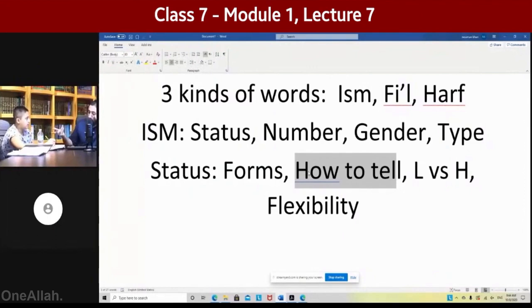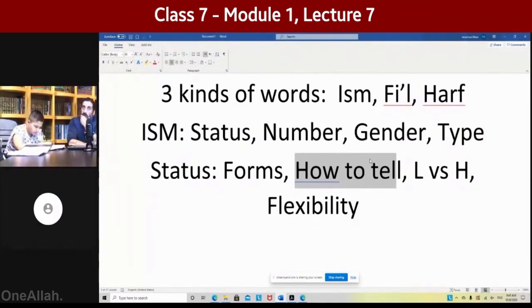If you hear u or un, what does that mean? U or un, that means it's rafa. Good. If you hear a and an, that's nasab. And then u and un is rafa. I and in. He said u and un is rafa, Maryam. He said a and an is nasab, and you do the last one. I and in would be jar.